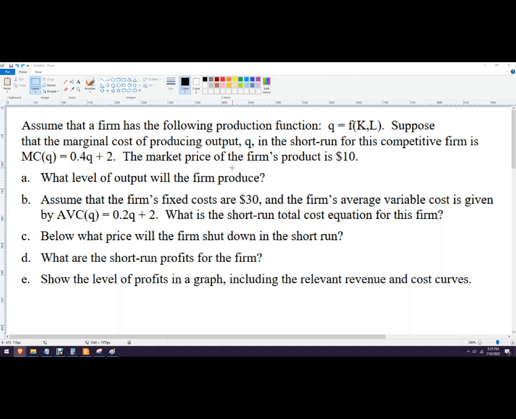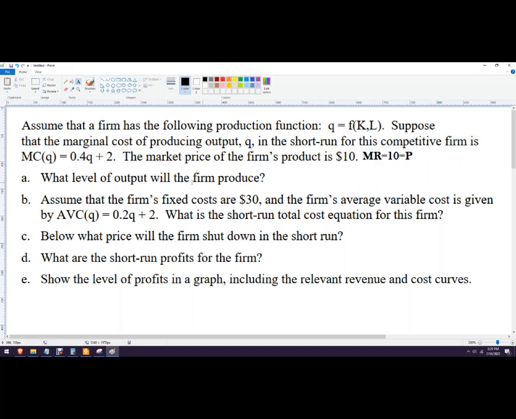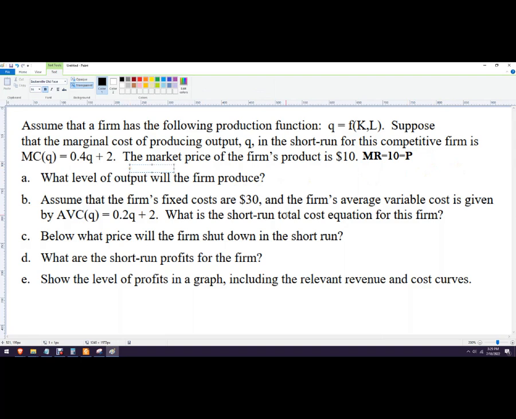So in this case, the market price is $10. That's important because in a competitive firm, we know that each individual product will be sold for the same price. So MR, or marginal revenue, is also 10 because marginal revenue is equal to price. That's just like a rule that you'll run into. What level of output will they produce? Well, they're going to produce to where marginal revenue equals marginal cost. And so we now know enough to figure this out.